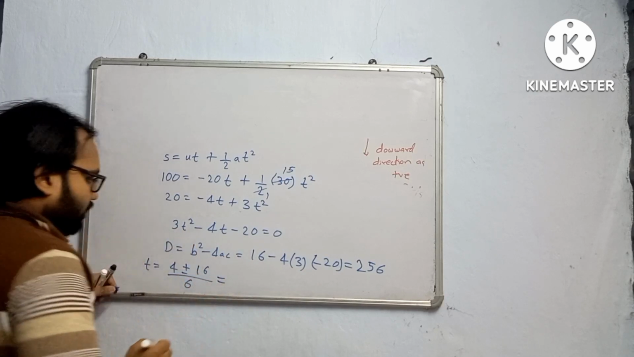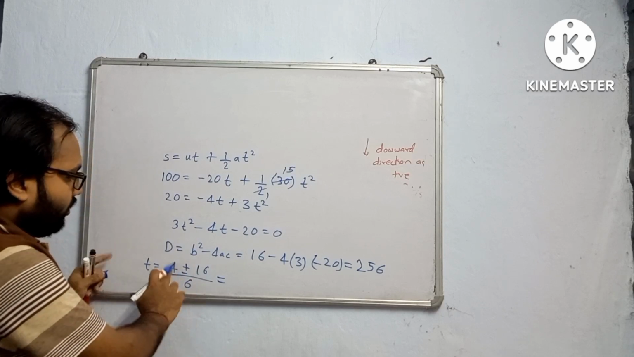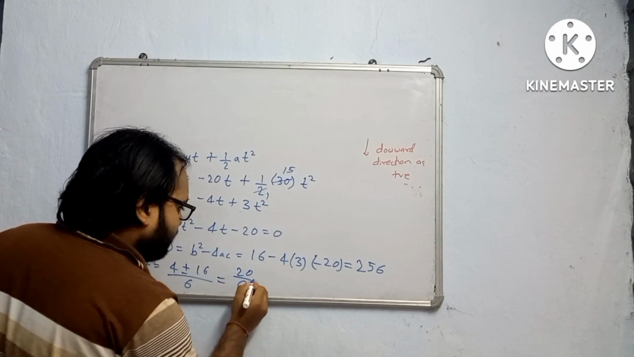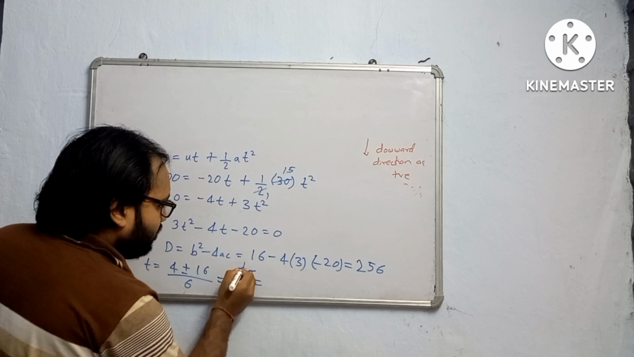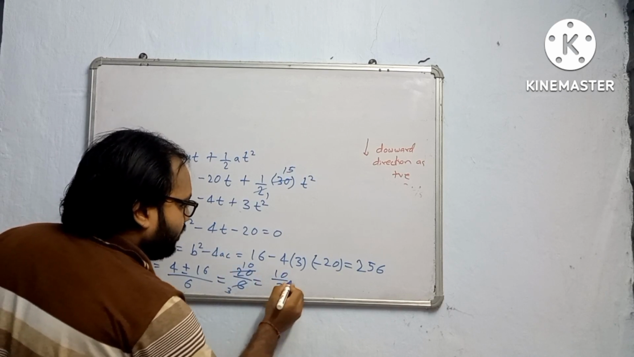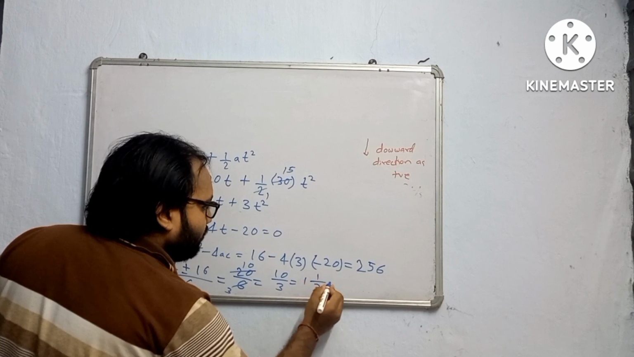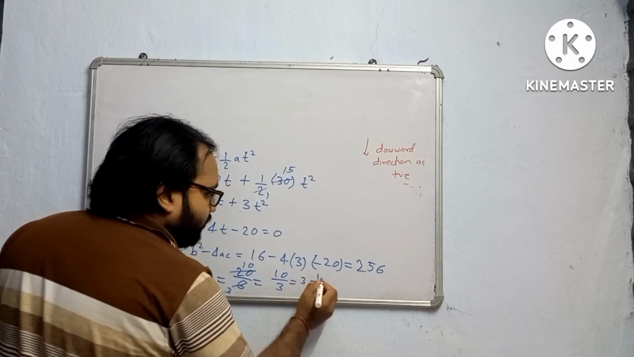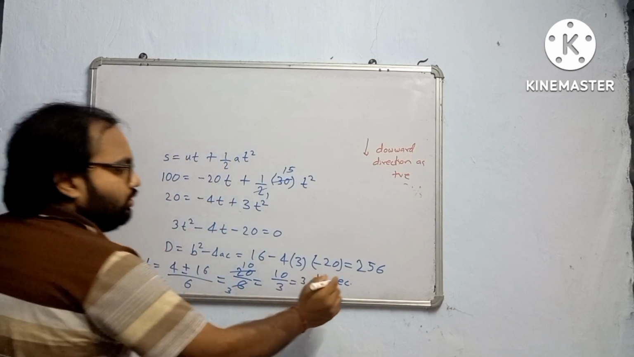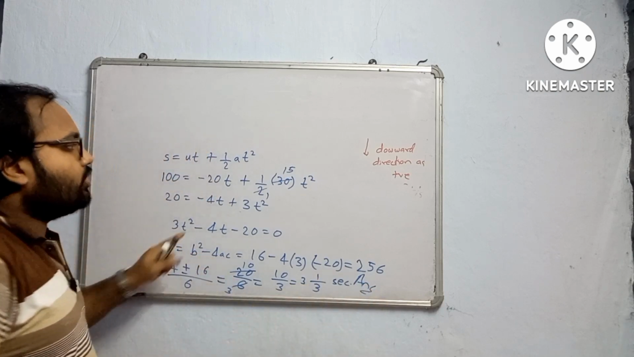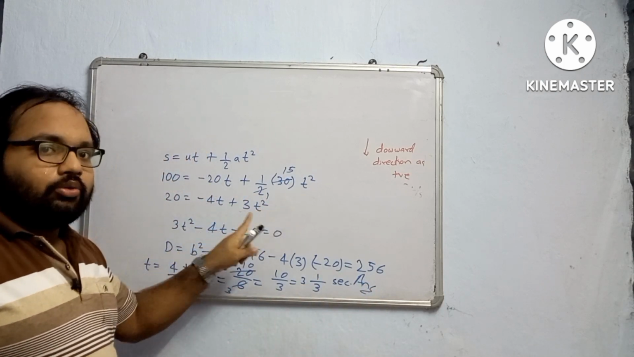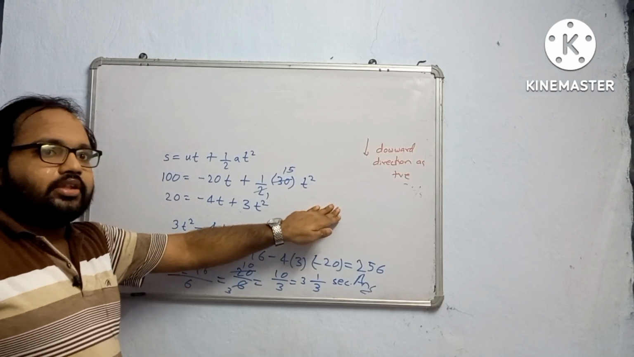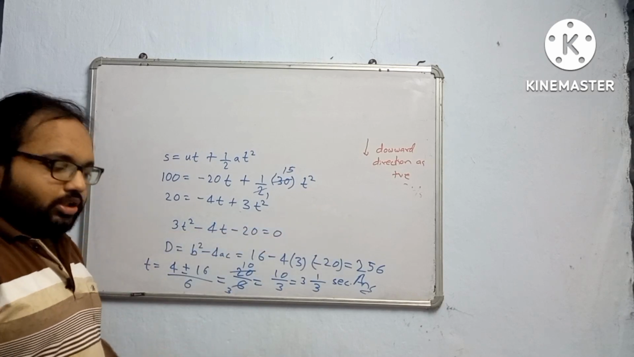Now negative time will not be there, so we will take only positive. 16 plus 4 is 20 divided by 6. 20 divided by 6, that is equal to 10 by 3, or that is equal to 3 1 by 3. 3 1 by 3 seconds will be your final answer. In this way you have to do. That means finally you have to solve a quadratic equation, and initially what you have to do is find relative acceleration, relative velocity and the displacement of the cage.